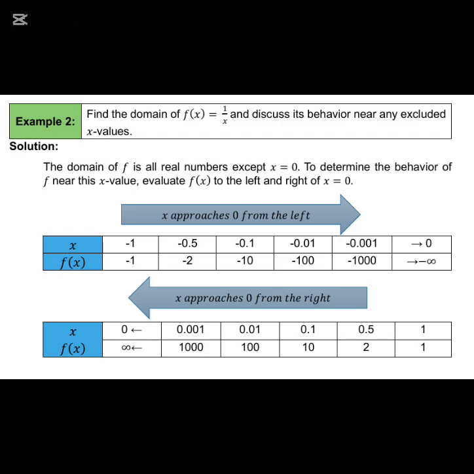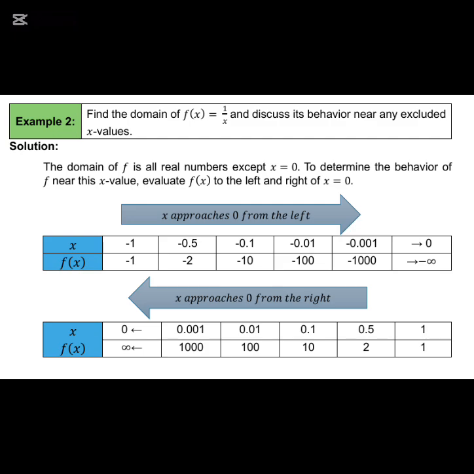When x approaches 0 from the left, the values become negative. If we put negative 1, f of x is also negative 1, because 1 over negative 1 is negative 1. If we put negative 0.5, f of x becomes negative 2. And so on and so forth, it goes to negative infinity as x approaches 0.